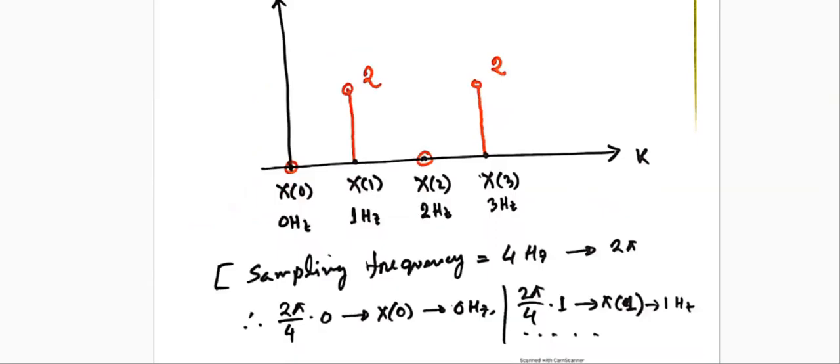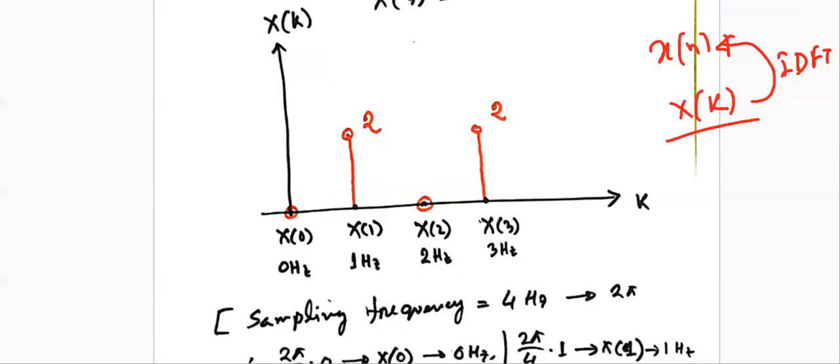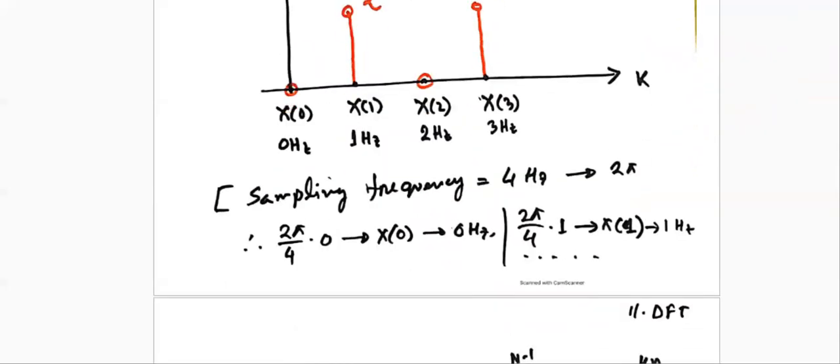Now the task is, so this is the process. We start with xn and we come up with xk. Now what is our task? We need to go from xk to xn. So that is called inverse discrete Fourier transform. So we can do it again.